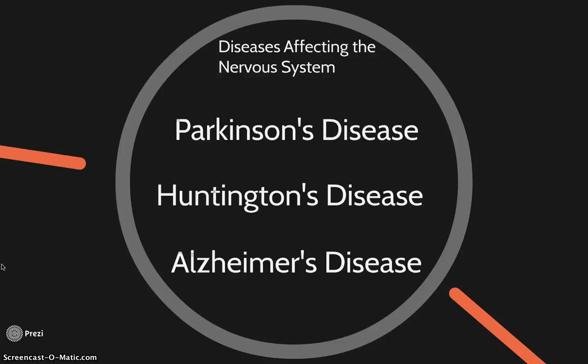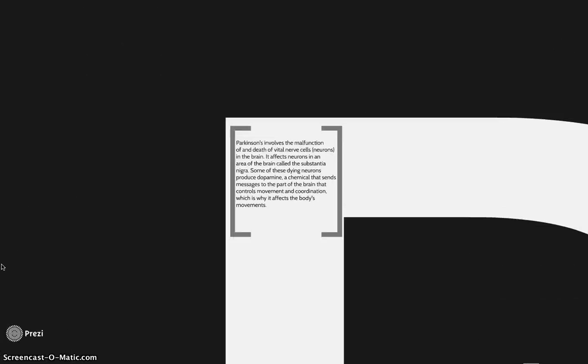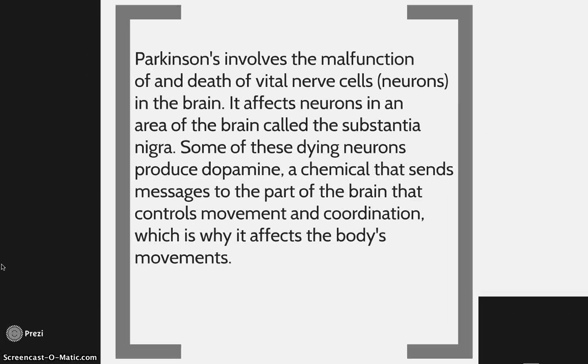Diseases affecting the nervous system. First is Parkinson's disease. Parkinson's involves the malfunction and death of vital nerve cells in the brain. It affects neurons in an area of the brain called the substantia nigra. Some of these dying neurons produce dopamine, a chemical that sends messages to the part of the brain that controls movement and coordination, which is why it affects the body's movements.